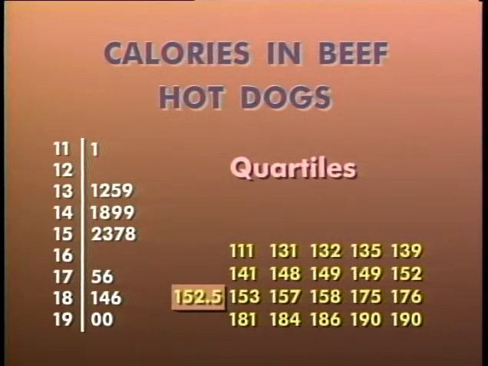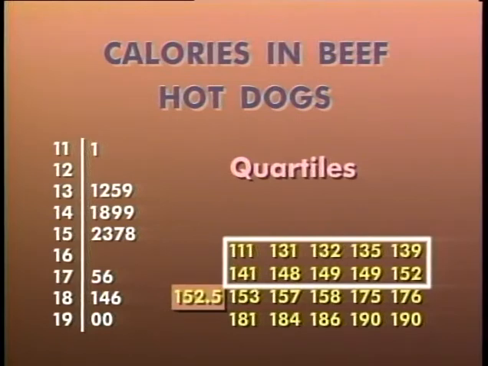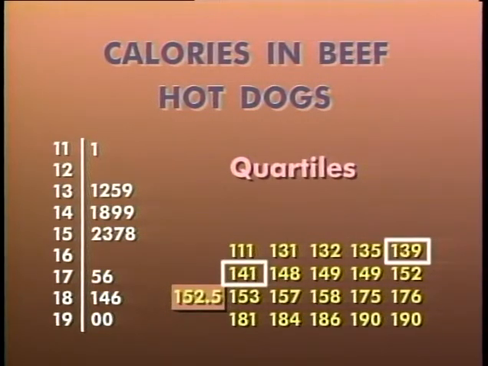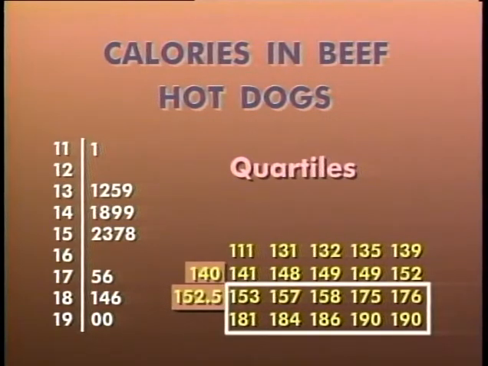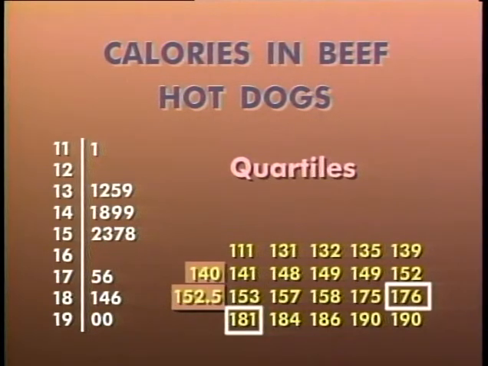So let's find the quartiles of our hot dog distribution. We found that the median fell here, midway between the 152 and 153 values. So these 10 values lie below the location of the median. The first quartile is the median of these 10 observations. That's midway between the 5th and 6th value, or 140. The 3rd quartile is just the median of these 10 observations. Once again, this is the average of the 5th and 6th values, or 178.5.